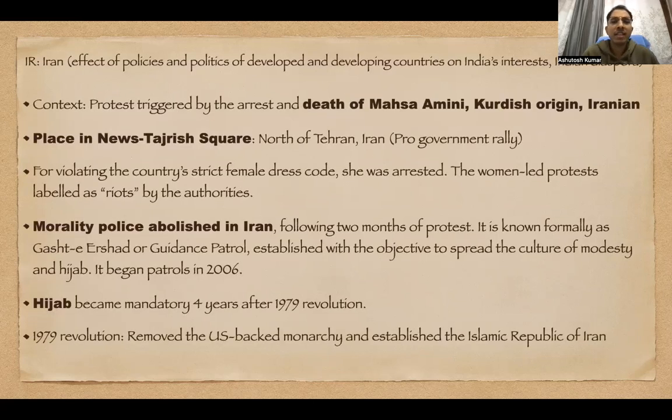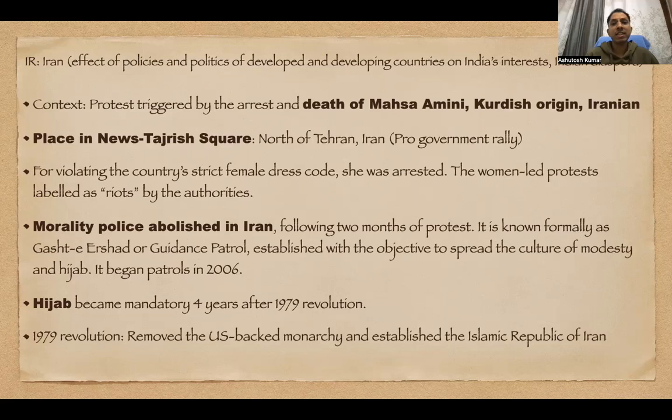Now about Iran, there has been news. So there might be questions in prelims, particularly related to places in news. So do not get confused by this name, Tajrish Square. It's located in Tehran, Iran, not in China, like Tiananmen Square. Okay. So what happened in Iran?